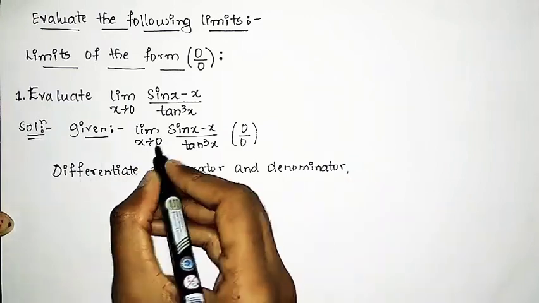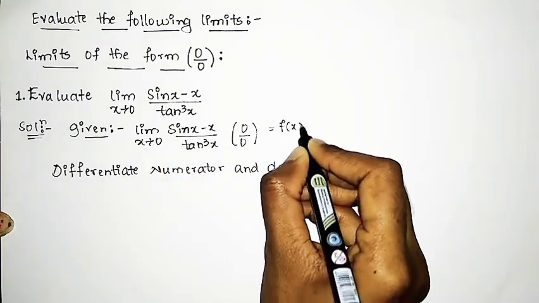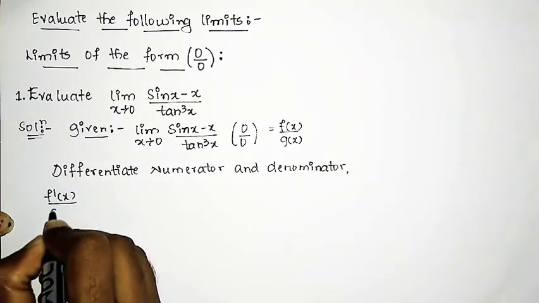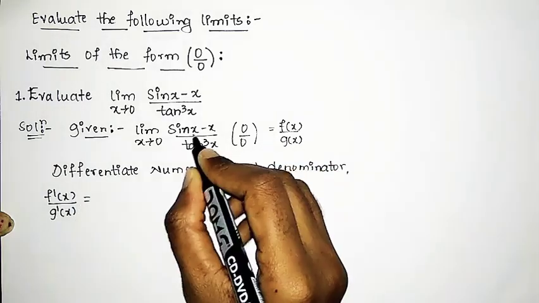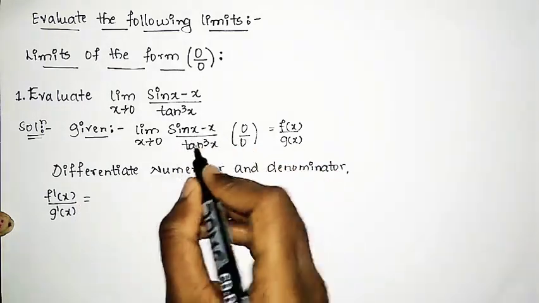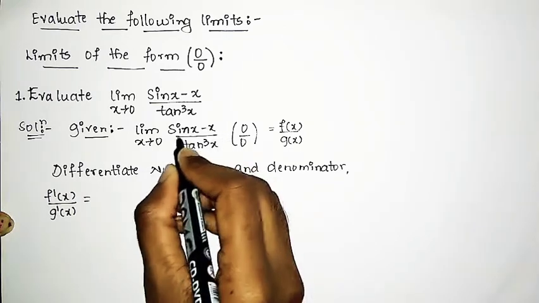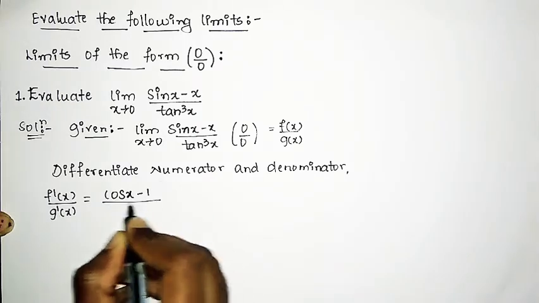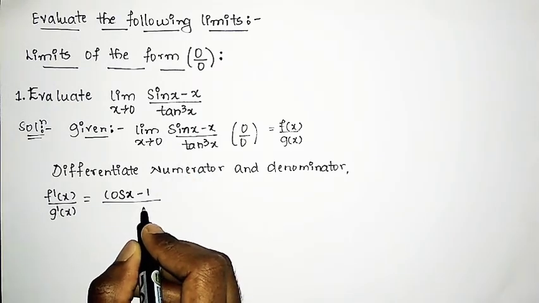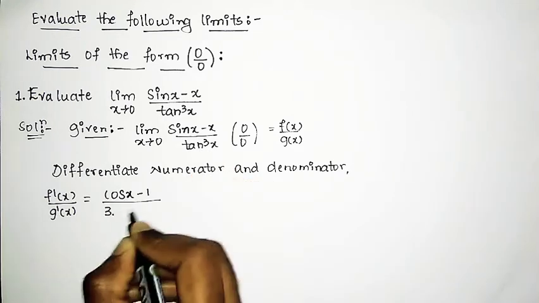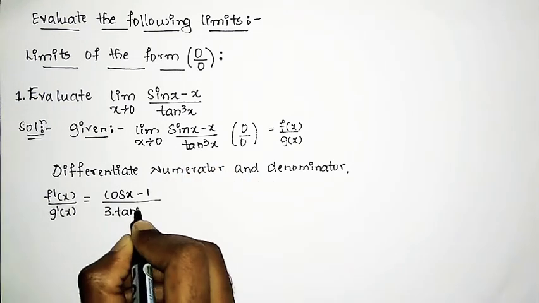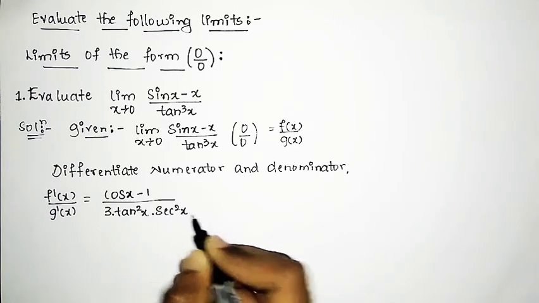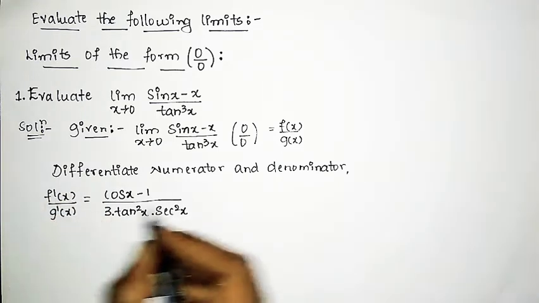Consider this is of the form f of x divided by g of x. We need to find f dash of x and g dash of x, that is, the differentiation of f of x and g of x. So differentiation of sin x minus x is cos x minus 1, divided by the differentiation of tan cube x, which is 3 tan square x into sec square x, since differentiation of tan x is sec square x.